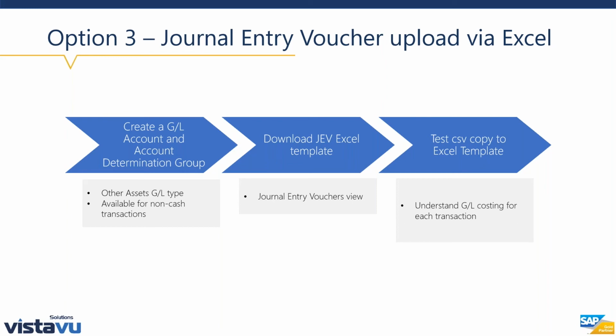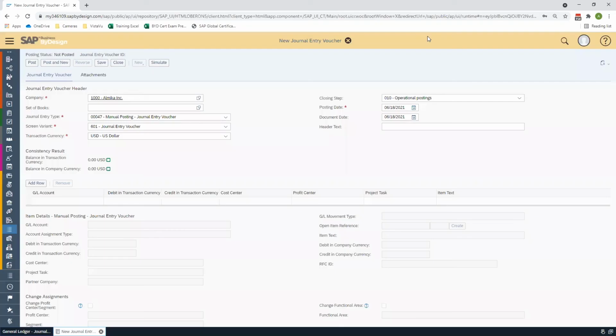And second of all, you'll just download the journal entry voucher template and make sure that you test the template to understand the GL posting. So let's jump into the system and I'll show you how option 3 would work. First of all, I wanted to show you that GL account that will be credited. So I created that GL account beforehand.